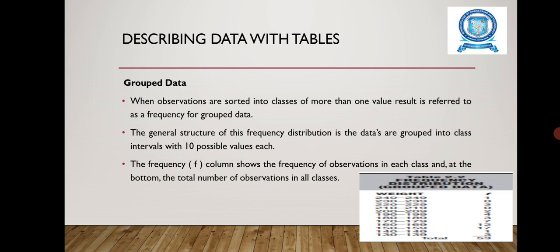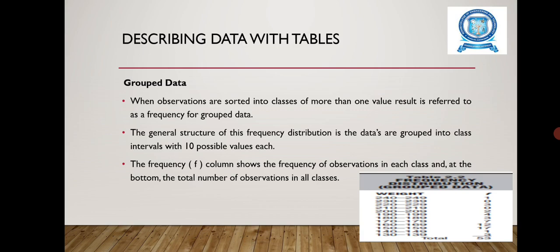Now let us see about grouped data. According to their frequency of occurrence, when the observations are sorted into classes of more than one value, the result is referred to as a frequency distribution for grouped data, which is shown in the figure below.